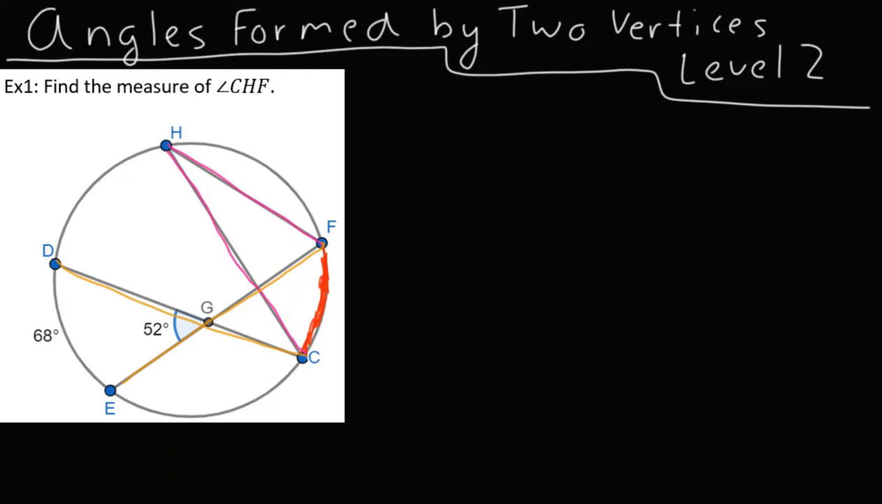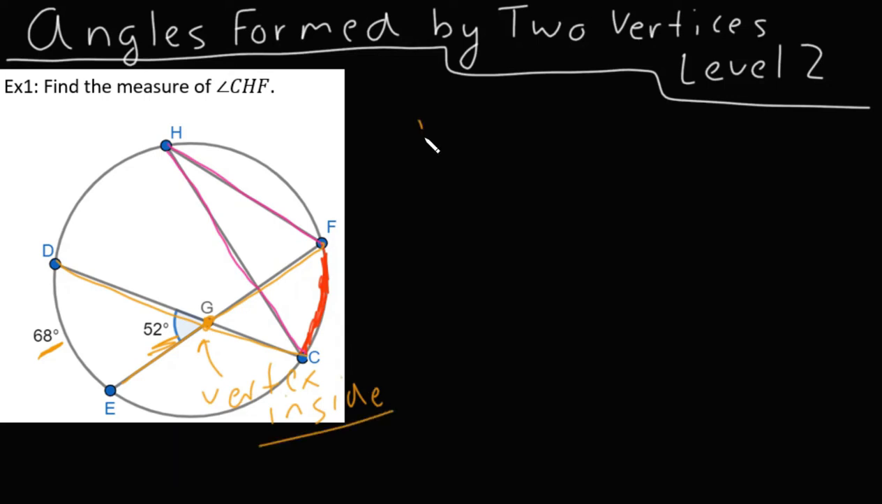Now, let me go ahead and switch back to this gold, because this is where we're actually going to start our problem. So, I noticed that for this gold arc, arc DE is 68 degrees, and this angle is 52 degrees. And I want to ask myself, where I see this point G, this vertex, is this a vertex that is inside, on, or outside of the circle? And we see very clearly that G is a vertex that is inside the circle.